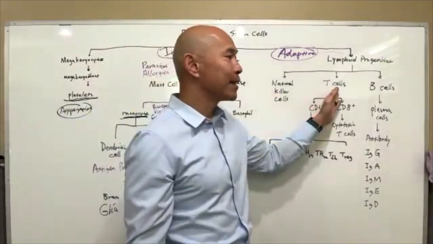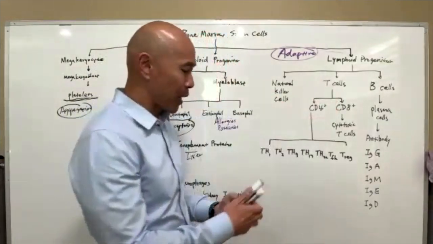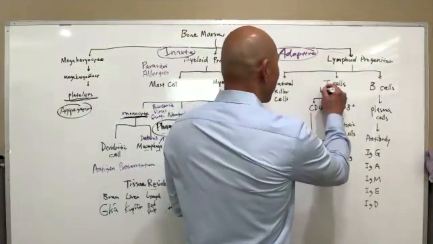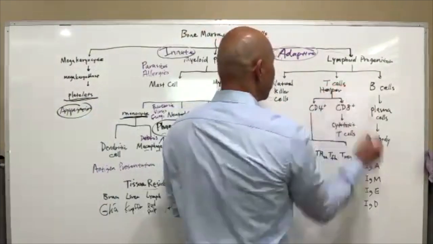And then you have these T cells. These T cells, the other name for them is called the T helper cells.